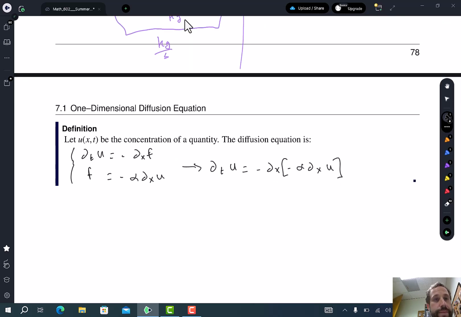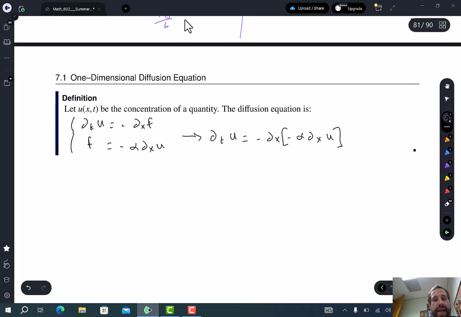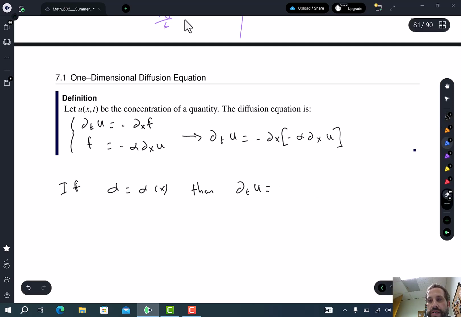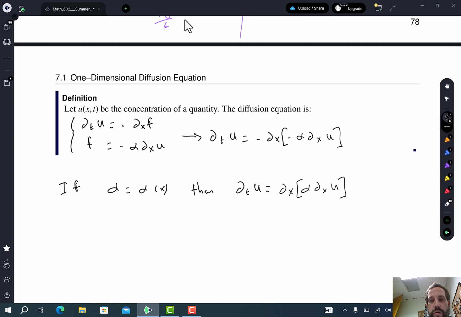F is minus alpha times the x derivative of u. Okay, and alpha could be a function of x. The medium through which this diffusion is happening could be non-homogeneous, and so alpha could vary with the location. So if alpha is a function of x, then the most simplifying I can do here is just to pull out the minus sign, and the two minus signs are going to cancel, and you're going to have the x derivative of alpha times the x derivative of u.